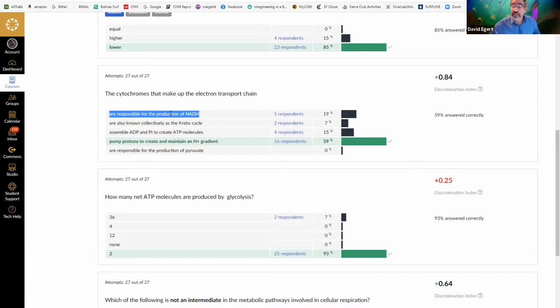Where is NADH actually getting made? The Krebs cycle. That's happening in the Krebs cycle and a little bit in glycolysis as well. And then that NADH is contributing the electrons that run through the electron transport chain.